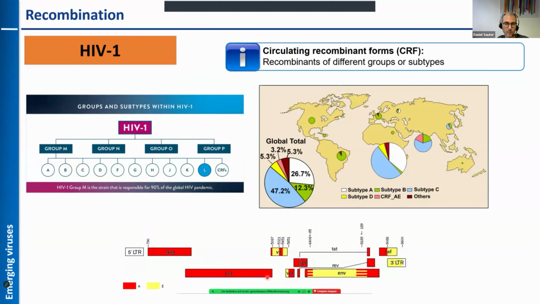And some of these newly formed recombinant forms actually have a selection advantage and may spread more efficiently in the human population than the respective parental virus. And that's also illustrated by this pie chart here, which shows the global or local distribution of individual subtypes of HIV. And you can see in pink that there's the circulating recombinant form derived from clades A and E, which is actually very successful in some parts of the world, for example, in Southern Asia, in India.